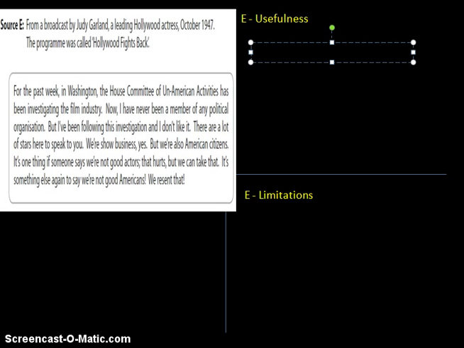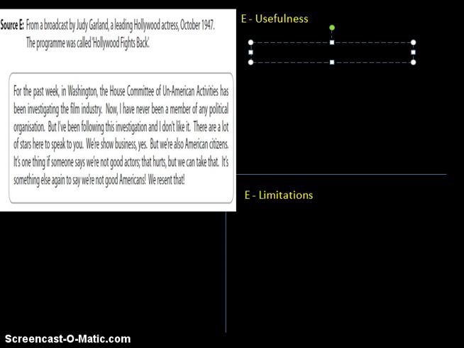For the past week in Washington, the House Committee of Un-American Activities has been investigating the film industry. Now, I have never been a member of any political organisation, but I've been following this investigation and I don't like it. There are a lot of stars here to speak to you. We're show business, yes, but we're also American citizens. It's one thing if someone says we're not good actors, that hurts, but we can take that. It's something else again to say we're not good Americans. We resent that.